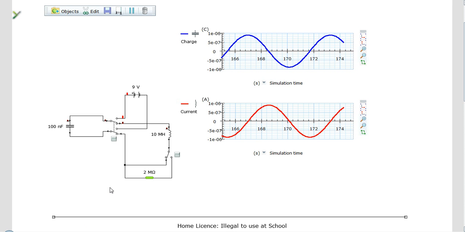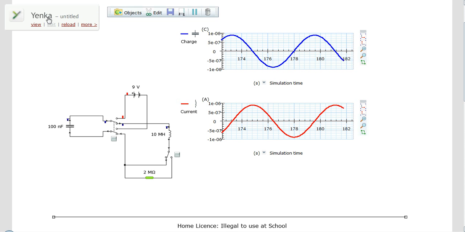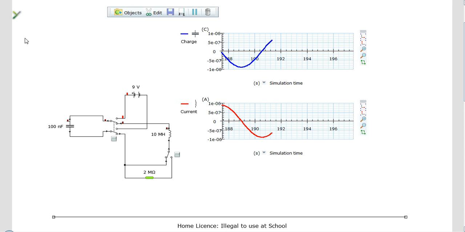Yeah, so that completes my lesson. If you want to check out the program I'm using to simulate these circuits, it's called Yenka. That's how you spell it up there. I think it's really cool because you can make circuits and play with electricity without actually having to go to the store and buy your components.